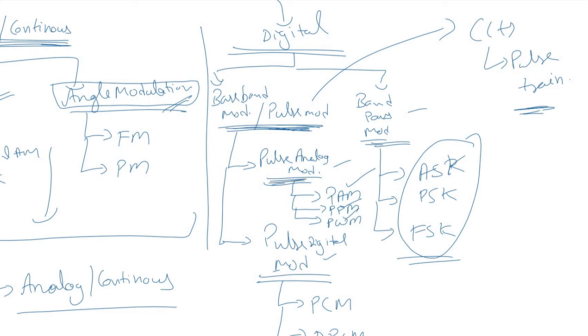In case of pulse analog modulation, the carrier wave is periodic pulse train, all right, and the amplitude, position and width of the carrier pulse train are varied in accordance to the continuous manner corresponding to sample values of the continuous message signal.